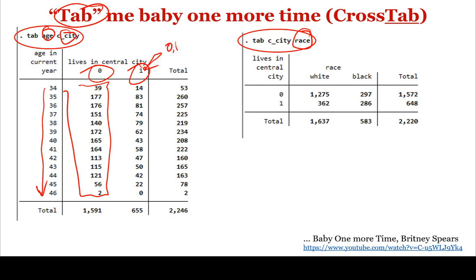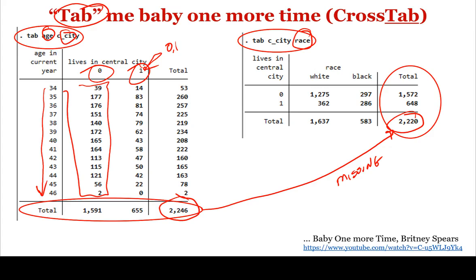Okay, now one of the things I want you to notice is here's my original 2246 in terms of my total sample size, but over here I've only got the 2220. So I must have some things that are missing, and I'm going to have to try and deal with those particular variables as I move along.